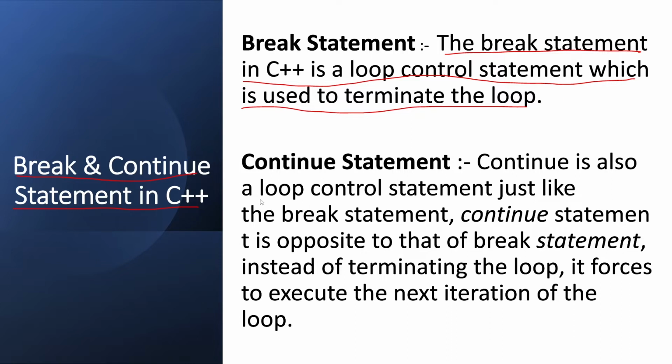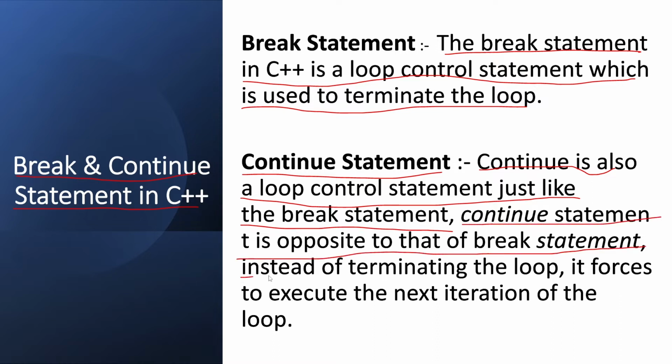Now let's discuss what the continue statement in C++ is. The continue statement is also a loop control statement, just like the break statement. The continue statement is the opposite of the break statement. Instead of terminating the loop, it forces the next iteration of the loop to execute. Basically, the continue statement is used to execute the next iteration of the loop.